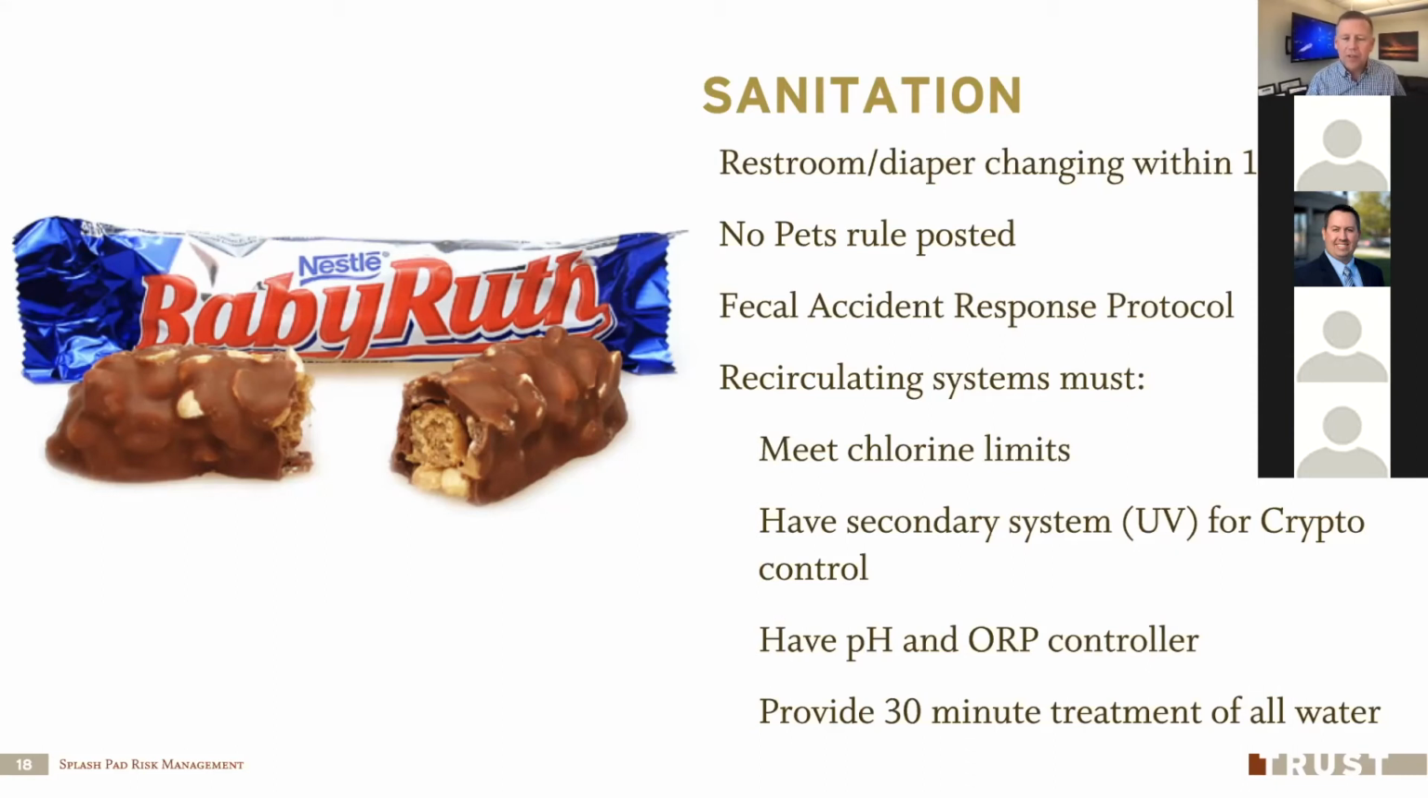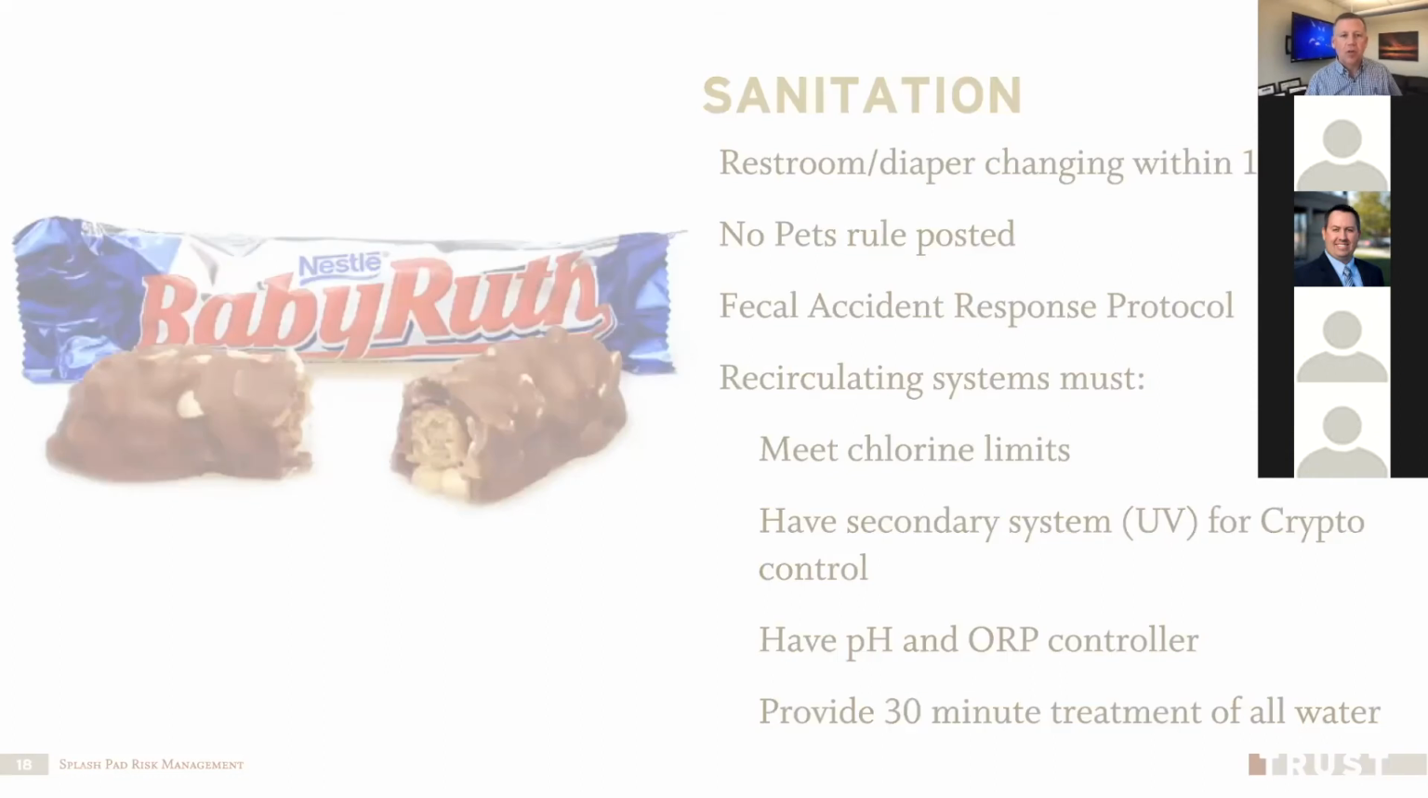We don't necessarily have the bather load requirements that we see for swimming pools, but that would really be my guide: look at what our potential maximum number of people is, and how much we can treat there. But this is the state requirement, a 30-minute treatment for all of that water.